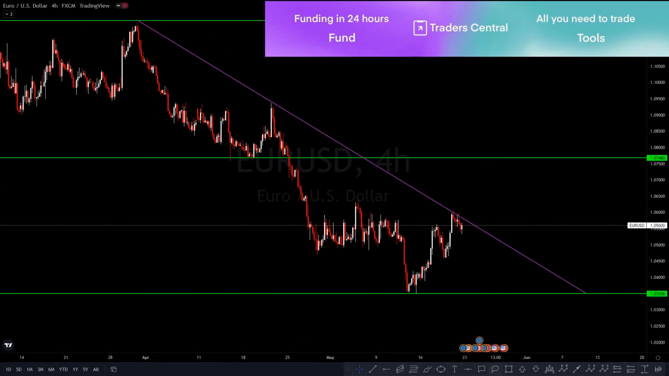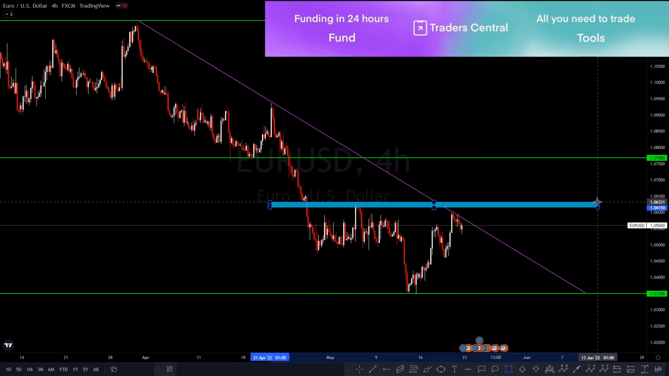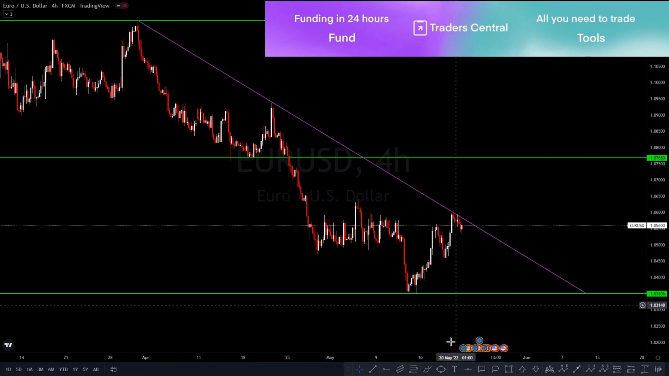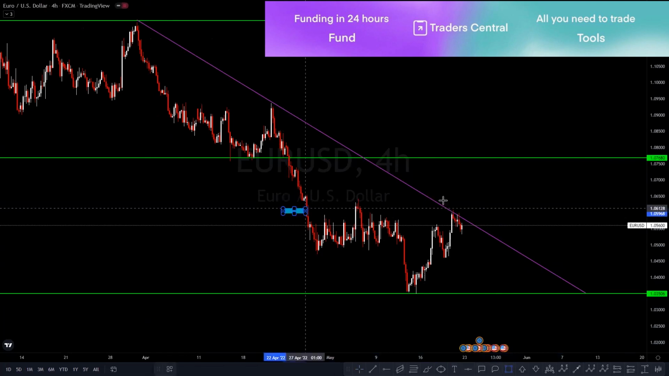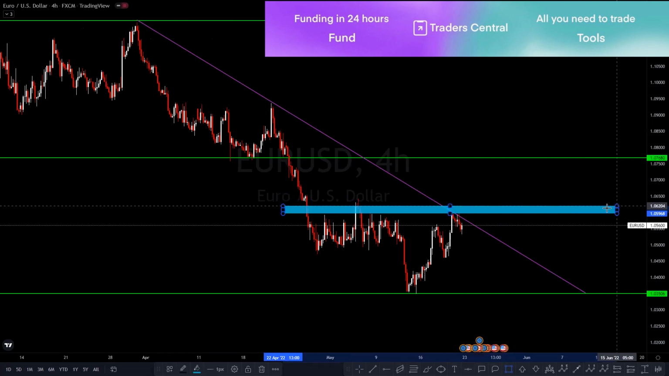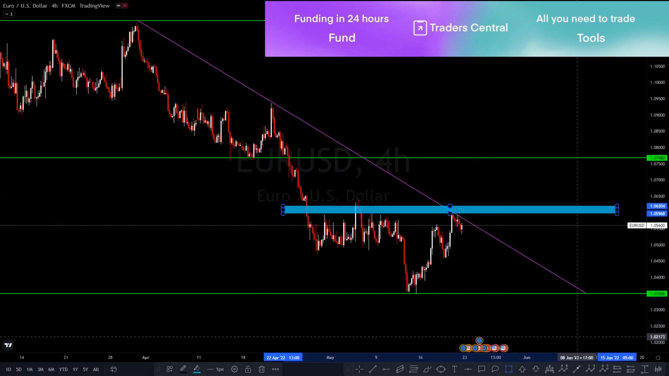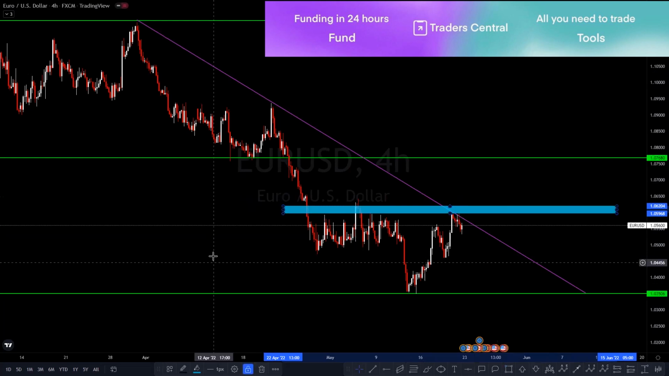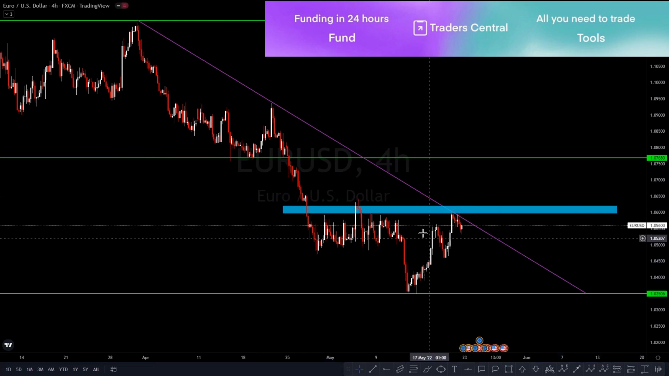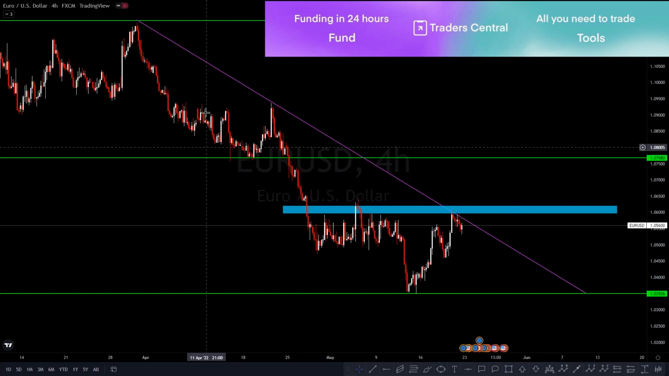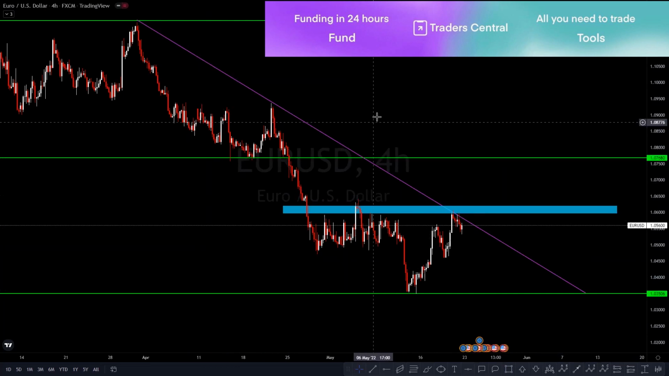So let's try to put another thing here. And remember, this is our 4-hour time frame, and the market is touching our trend line right now. So I might see a fall on this particular pair, being Euro USD, right?